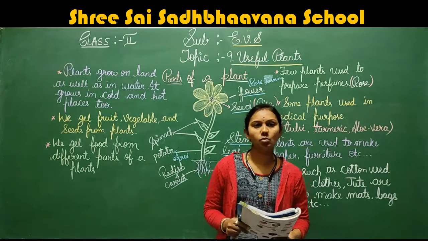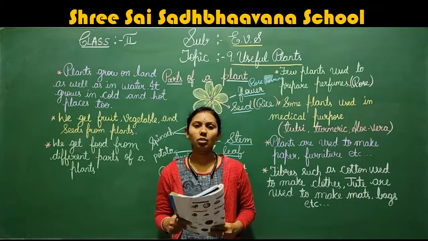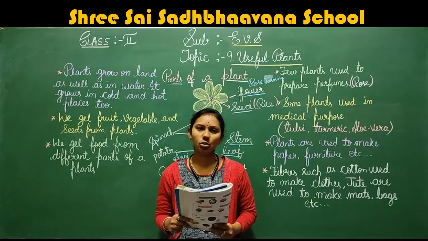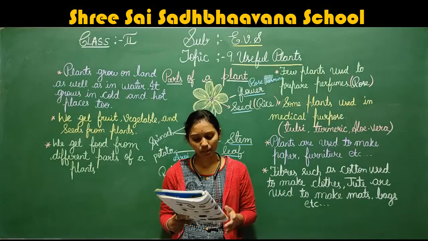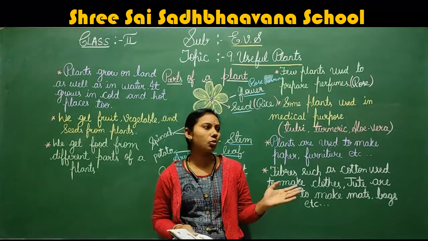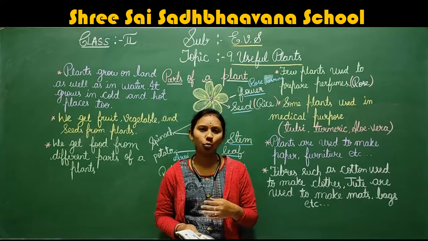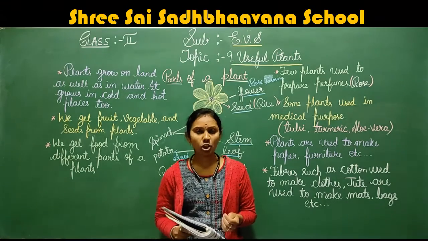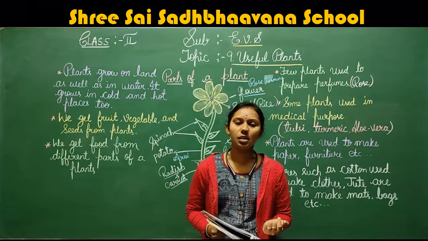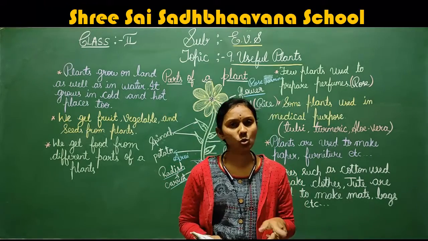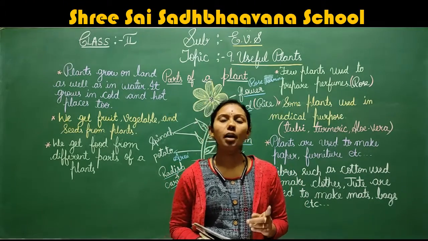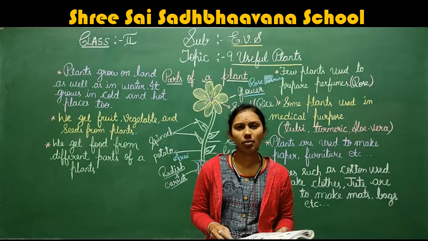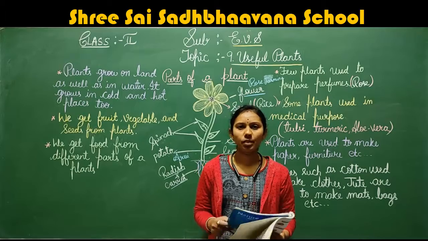Next, fibers, for the clothes we are wearing today. It might be cotton, it might be jute. So these also we get from the plants. Then the wood, the furniture we see in our home and surroundings, like a cupboard, chair, pencil, door, windows, sofa. Everything is made from the wood, which we get from the plant. Okay, children.